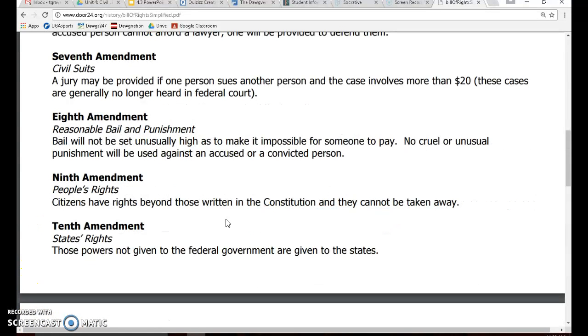Okay, almost done. Seventh Amendment. The Seventh Amendment deals with civil cases, not criminal cases.